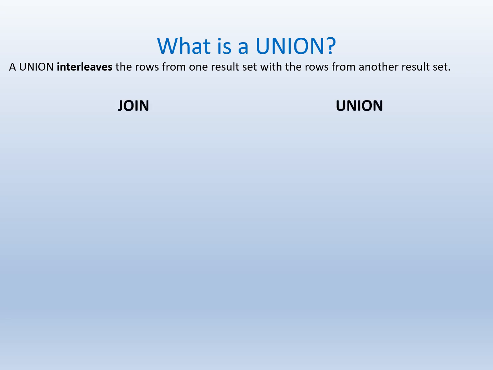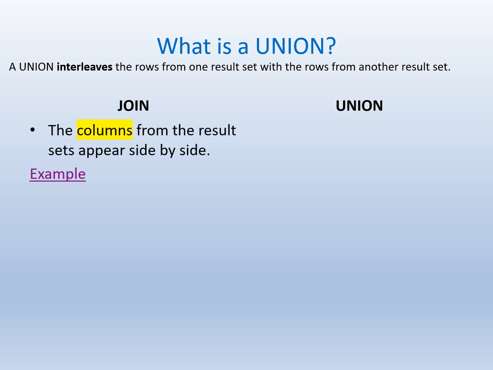Up until now, we have been working with joins. Let's compare the two. With joins, the result set contains columns that appear side by side. As with a union, we have rows.